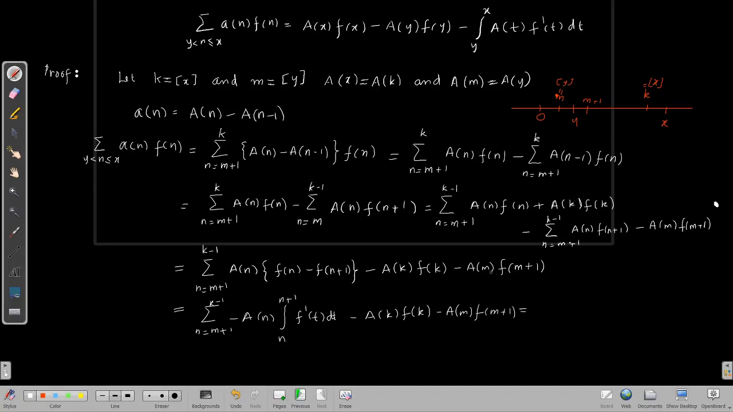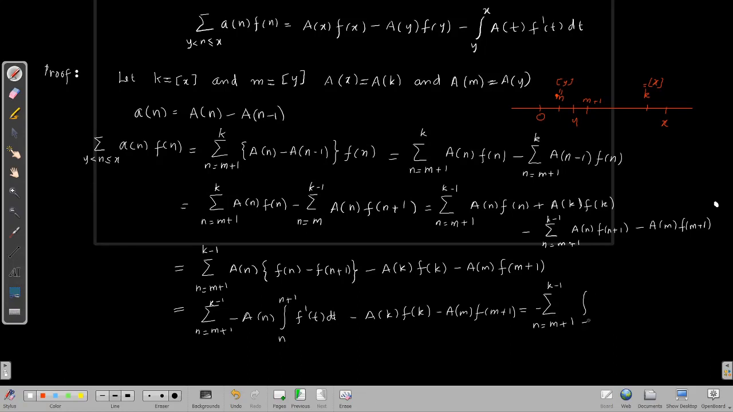If you consider this interval n to n plus 1, A of t is always equal to A of n. So we can take this A of n inside, because the variable of integration is t, so that becomes minus the summation n equal to m plus 1 to k minus 1.